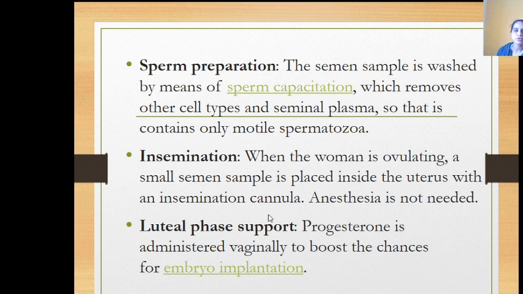And just to make sure that after fertilization implantation occurs and the uterus is ready to take up the blastocyst, progesterone is administered, and here it will be given vaginally to boost the chances of embryo implantation. Remember, progesterone will also be given during in vitro fertilization, again for the confirmation of implantation, because we know progesterone is a pregnancy hormone. One of its functions is to prepare the endometrium for future implants.